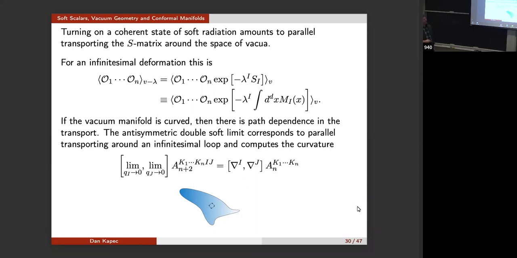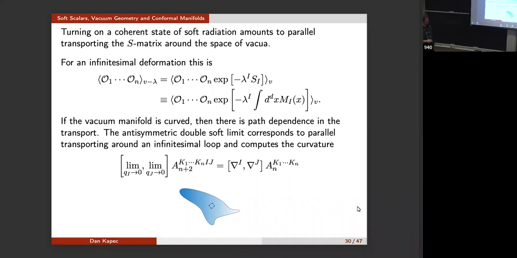And the way to compute that just using the S matrix is exactly with this antisymmetric double soft limit. So this is just a formula which you can prove in the nonlinear sigma model. And what it means is I take this amplitude with two moduli scalars. I first take the soft limit in the I direction, and then in the J direction, and then I antisymmetrize, do it in the opposite direction. And what that's doing in terms of the vacuum geometry is just parallel transporting around in a little parallelogram in the space of bulk vacua. And the small parallelogram limit is just the curvature evaluated at that point.